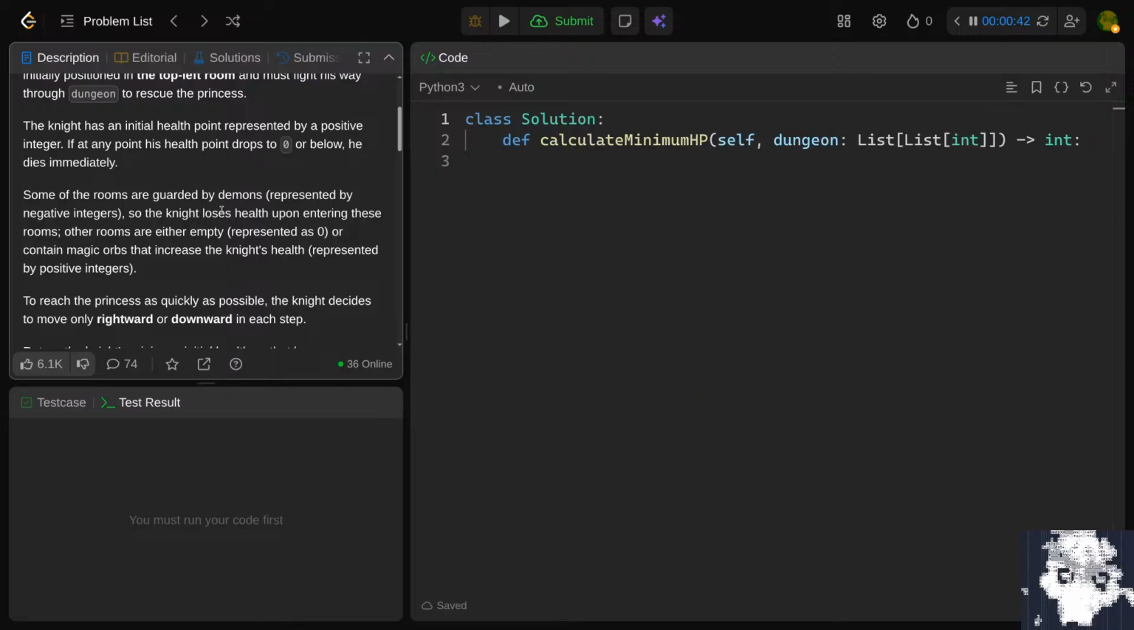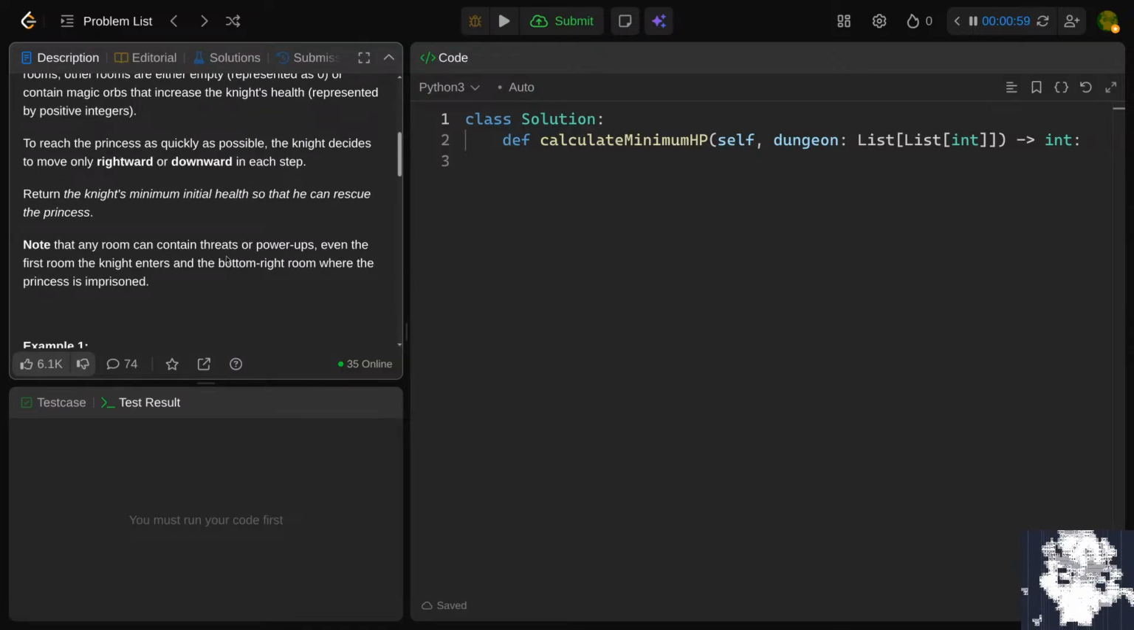Some of the rooms are guarded by demons, represented by negative integers, so the knight loses health upon entering these rooms. Other rooms are either empty, represented as 0, or contain magic orbs that increase the knight's health, represented by positive integers. To reach the princess as quickly as possible, the knight decides to move only rightward and downward in each step. Return the knight's minimum initial health so that he can rescue the princess. Note that any room can contain threats or power-ups, even the first room the knight enters and the bottom right room where the princess is imprisoned.